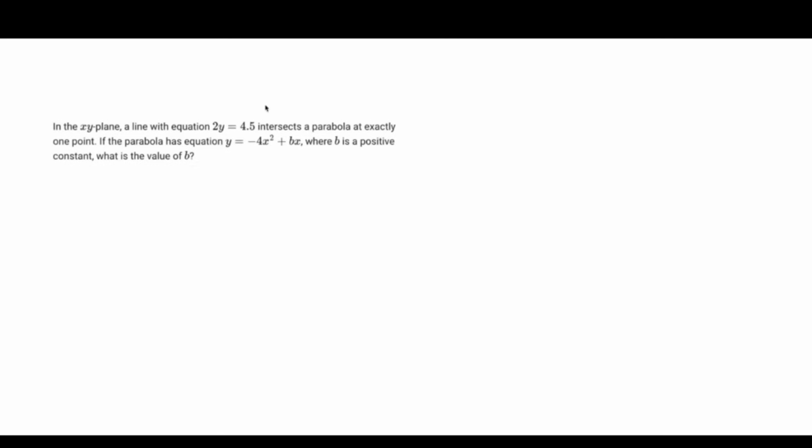In the XY plane, the line with equation 2y equals 4.5 intersects a parabola at exactly 1 point. If the parabola has equation y equals negative 4x squared plus bx, where b is a positive constant, what is the value of b?